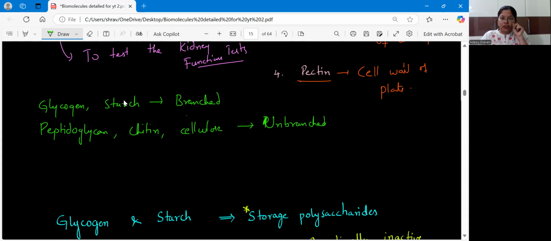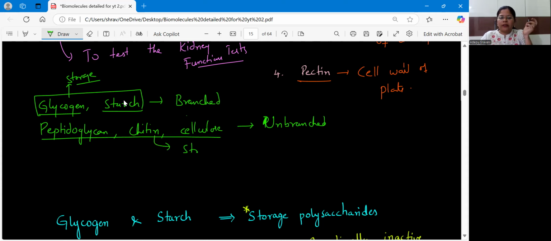Only these options will be given in your exam. Now, if you consider the functions, glycogen and starch, they are involved in storage. They are involved in storing the glucose. Glycogen in animals, starch in plants. Whereas all these other things are involved in providing the structure in the form of cell wall. Isn't it? Now, if you consider any walls in your rooms or in your house, are the walls branched? Can a wall be branched? Answer is no. Walls which are present in our rooms are not branched, isn't it?